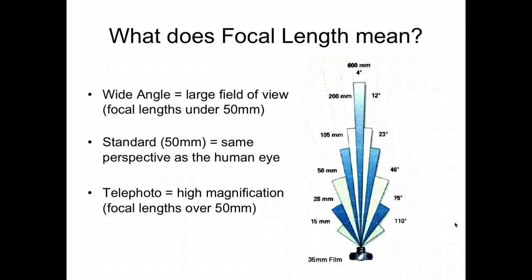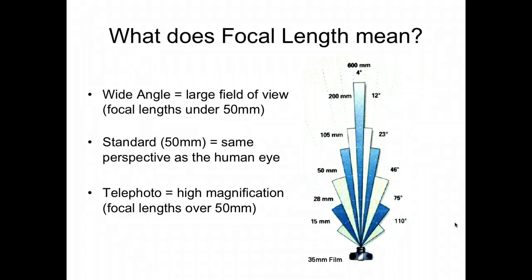And finally, what does focal length mean? I wanted to give you a visual example of what focal length looks like. We can see with the diagram on the right side that a wide angle lens gives us a large field of view. Those are focal lengths under 50 millimeters. Then we have a standard at 50 millimeters, remember the 50 millimeter rule, or the normal, which has the same perspective as the human eye. And then the telephoto lens with high magnification gives us focal lengths over 50 millimeters.